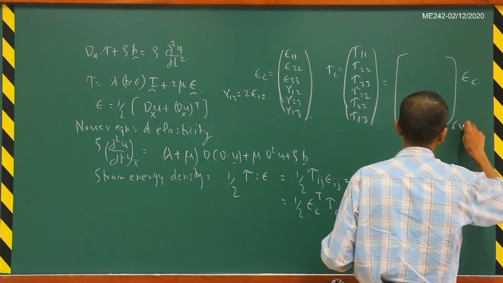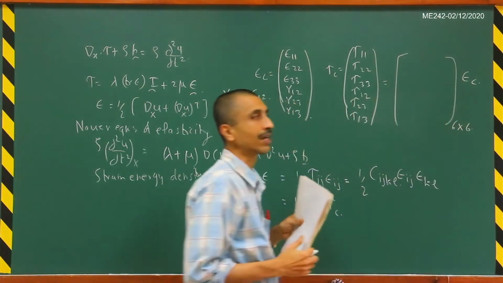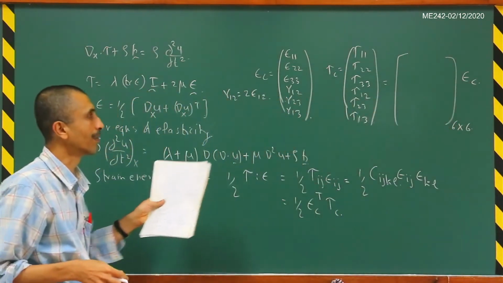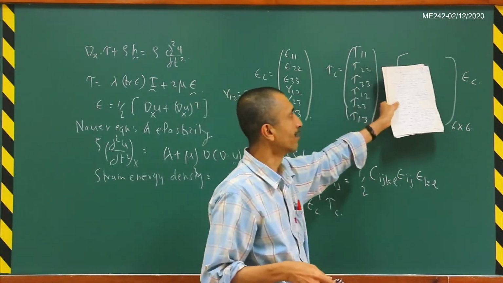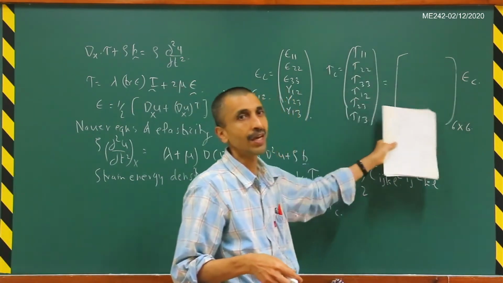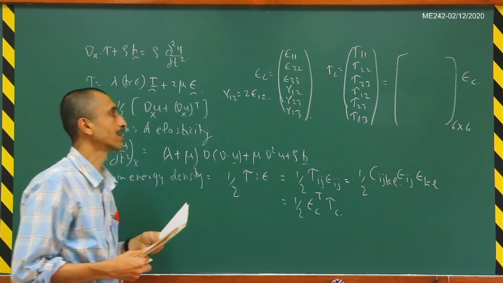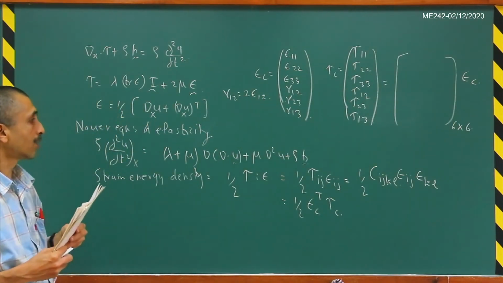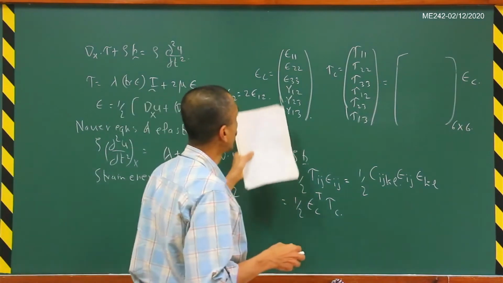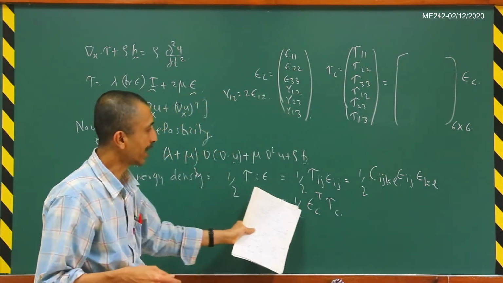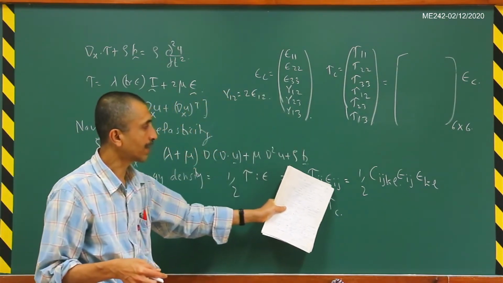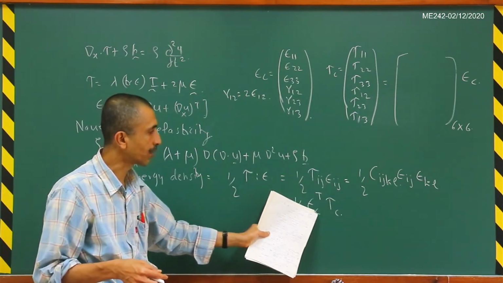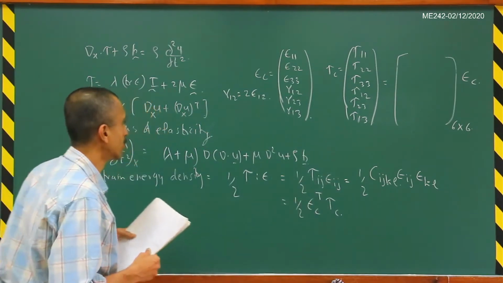So this will be a 6 by 6 matrix, and it is very convenient. Last time, if you remember, we had written C11, C12 up to C16 and so on. So writing it in a 6 by 6 matrix is convenient. Now you will see that you need to introduce this factor 2 so that tau ij epsilon ij is equal to epsilon c transpose times tau c. So let us just look at that.